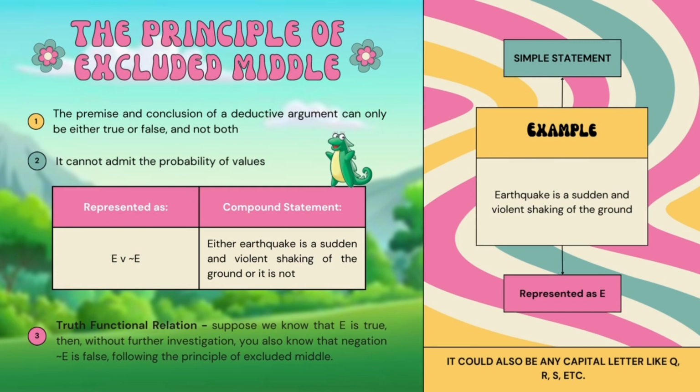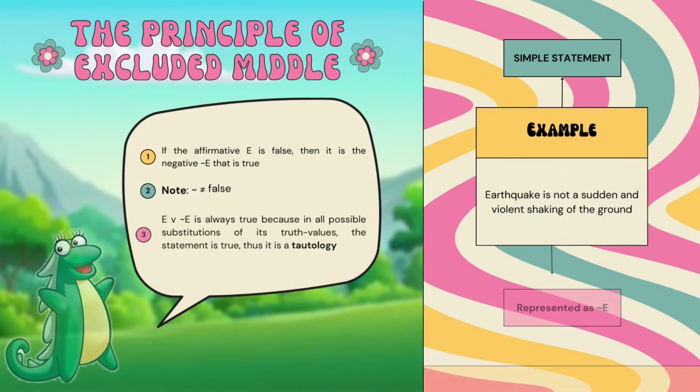Because we know that the truth of E is stable over time following the principle of identity, and you know that E can either be true or false only. This relationship is called truth functional relation. This means that E and not E are truth functionally related. But let us try to reverse it.